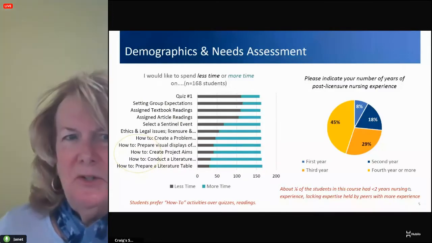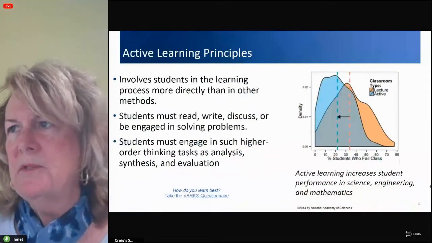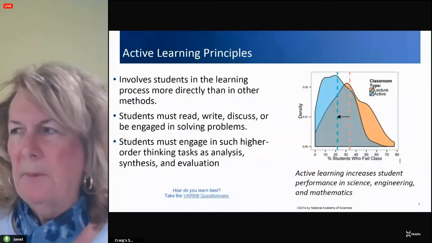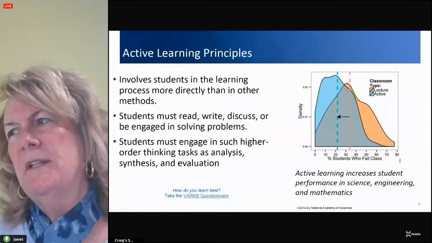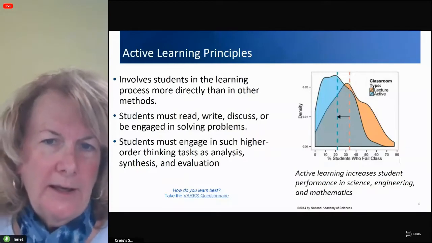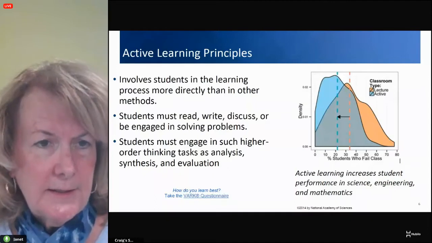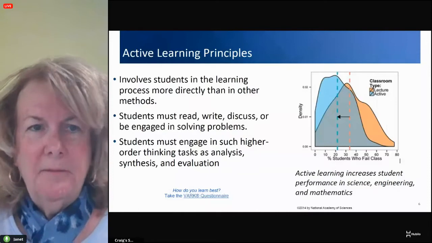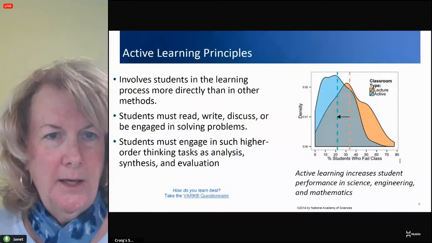So one thing that I do in all of my courses is I incorporate active learning principles. And if you're not familiar with active learning, we're going to talk about this a little more in the upcoming slides. And I just want to share that research is indicating active learning increases student performance in science, engineering, and mathematics. And nursing is a science degree. And I have seen this to be true. I have modified my teaching style and my teaching approach significantly from how I did it 20 years ago.